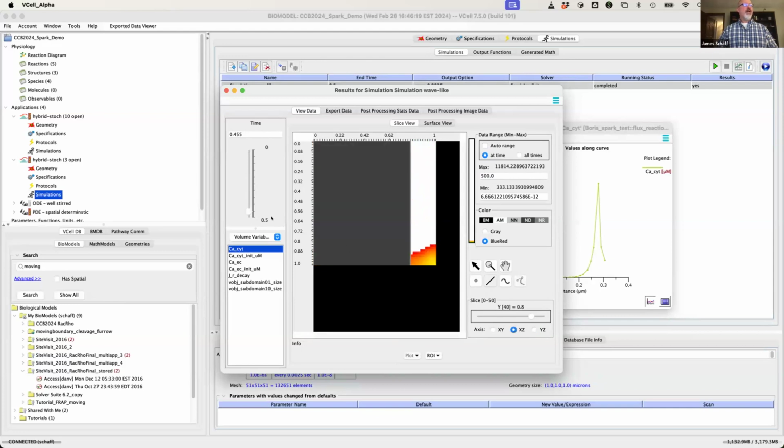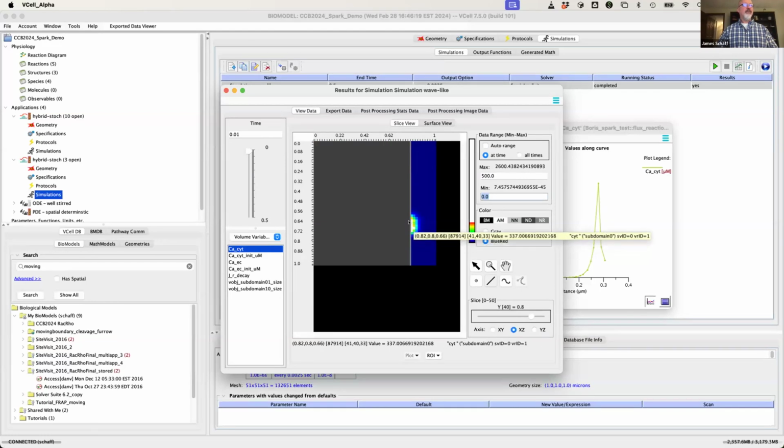If you look at it in the same way, another thing that's kind of interesting is you can look at this. Now, this is zero. So here we're looking at a different view. These are where the channels are, and we can look and see where some of the different open channels are, and the localization of the elevated calcium in that area.